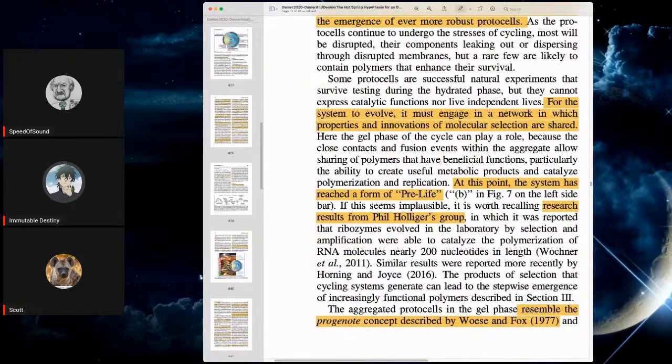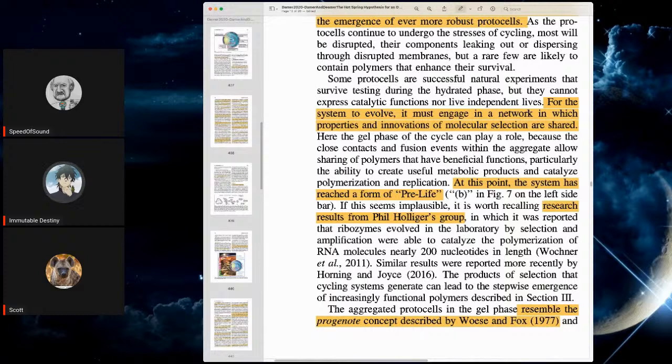Some protocells are successful natural experiments that survive testing during the hydrated phase, but they cannot express catalytic functions nor live independent lives. For the system to evolve, it must engage in a network in which properties and innovations of molecular selection are shared. Here, the gel phase of the cycle can play a role because the close contacts and fusion events within the aggregate allow the sharing of polymers that have beneficial functions, particularly the ability to create useful metabolic products and catalyze polymerization and replication.